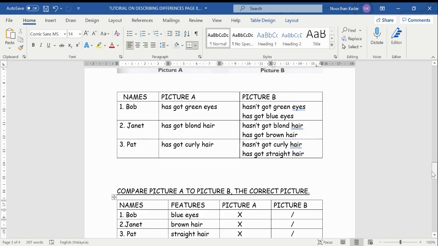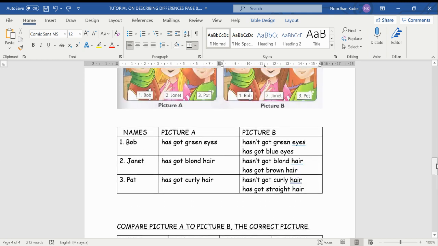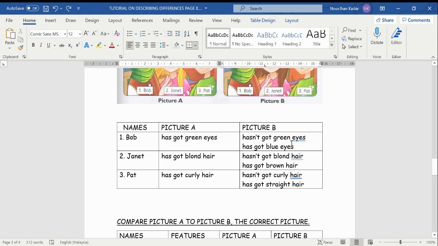So the first one is, okay, Bob has got green eyes. Okay. To refute Bob's features in picture A, we have to write, Bob hasn't got green eyes. He has got blue eyes. Why do I write "he" here? I will replace the name Bob with "he" because "he" is the pronoun for Bob.